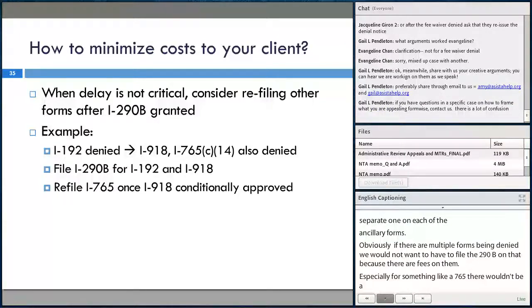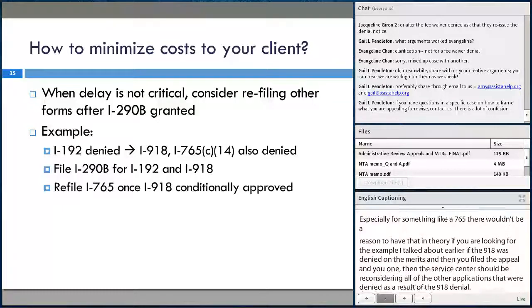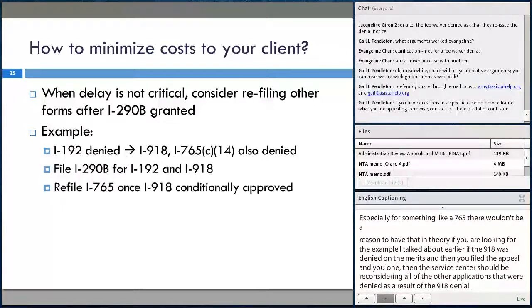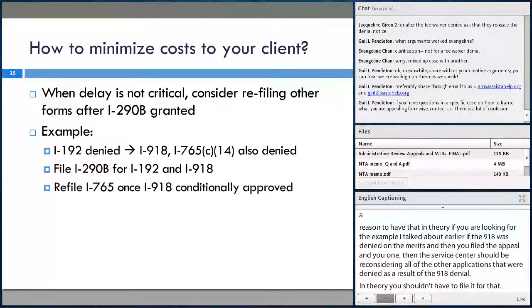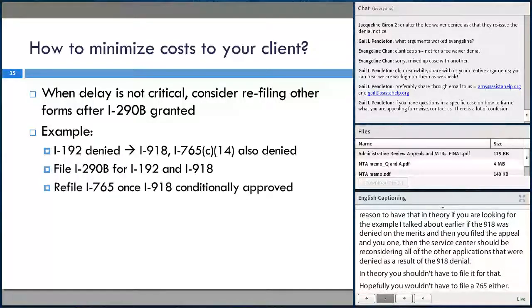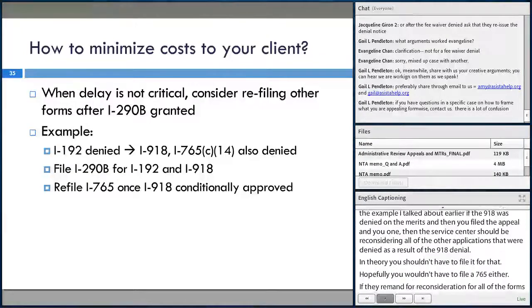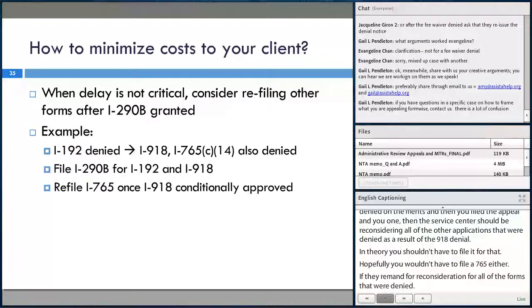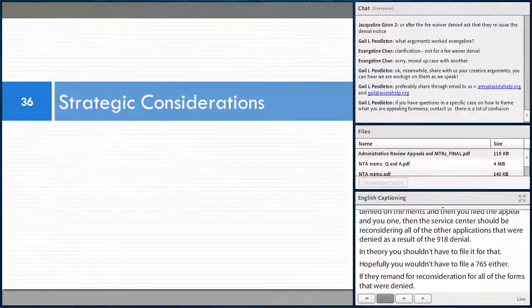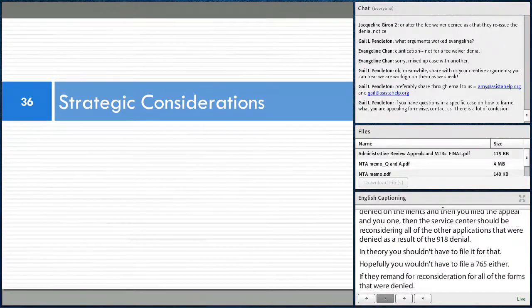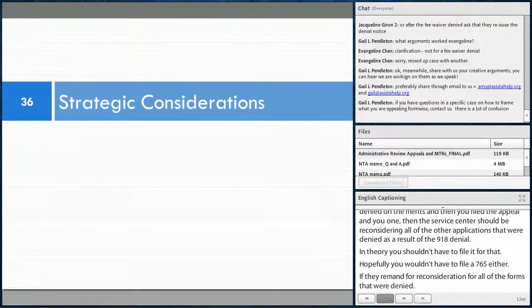And hopefully you wouldn't have to file a 765 either if they remand for reconsideration for all of the ancillary forms that were denied. That should take care of it. For the 765, though, if they don't, then you may just want to refile the 765. It's probably your fastest solution.